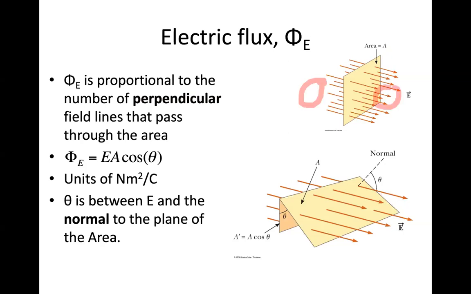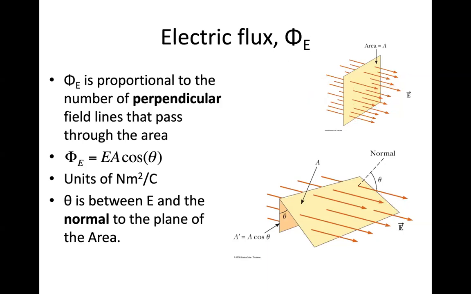Later on, what we'll see with Gauss's law is Gauss's law requires a closed surface, which means there's going to be an inside of the surface and an outside of the surface. So we need to be able to see the electric field lines that go from outside to inside or from inside to outside, not along the wall.